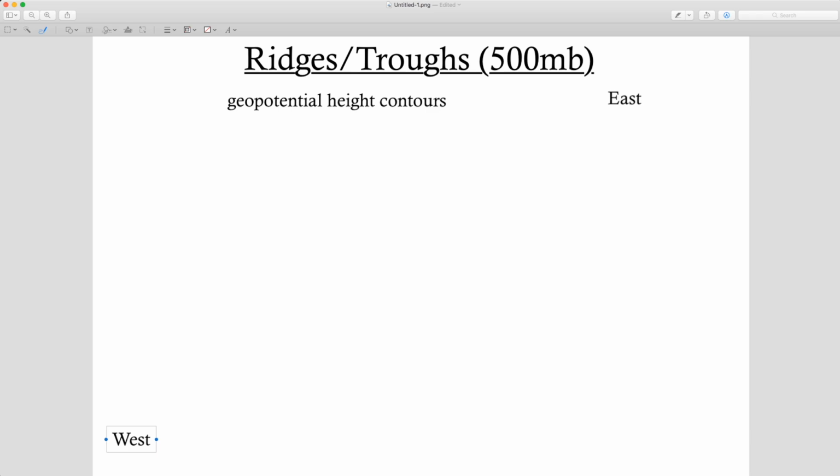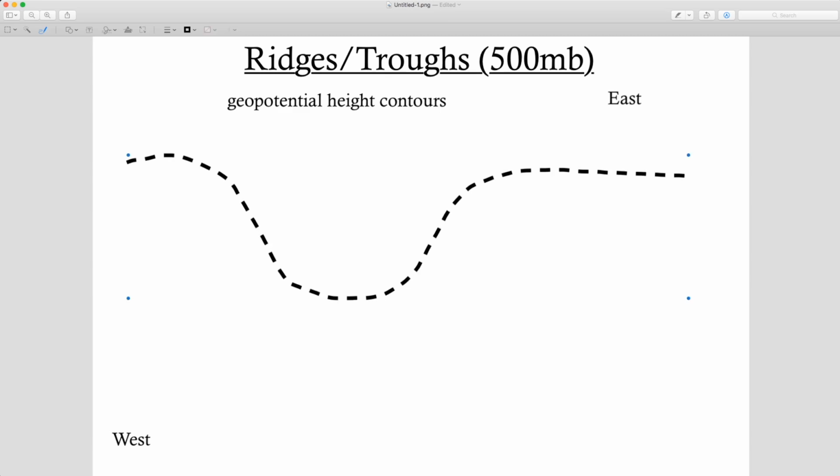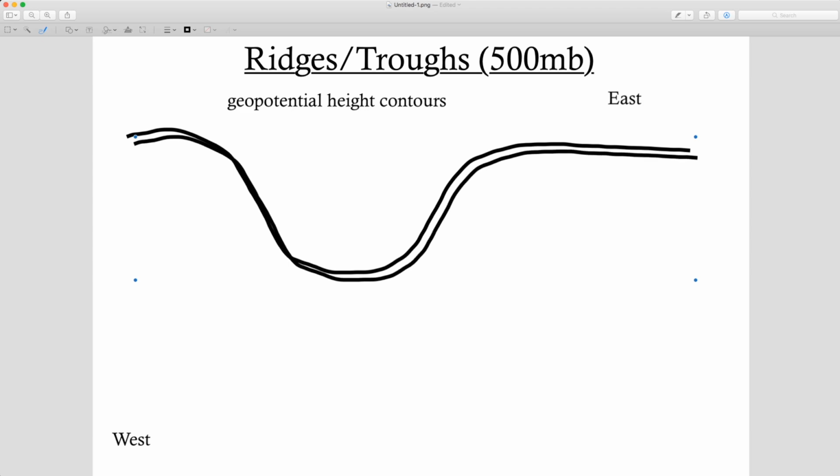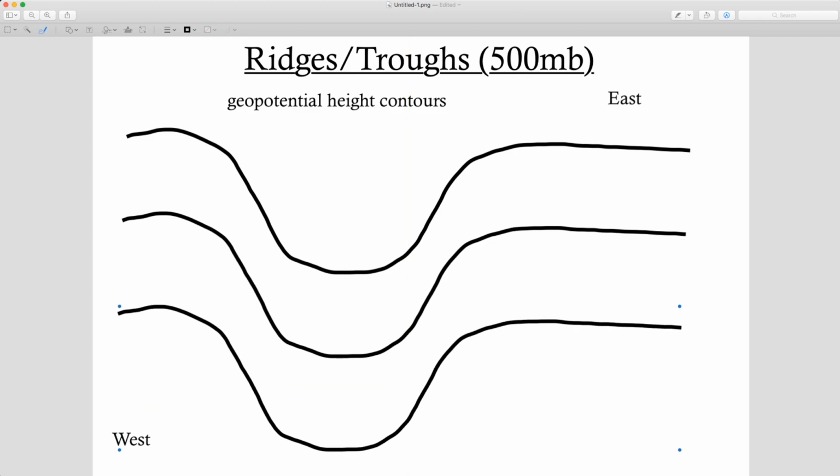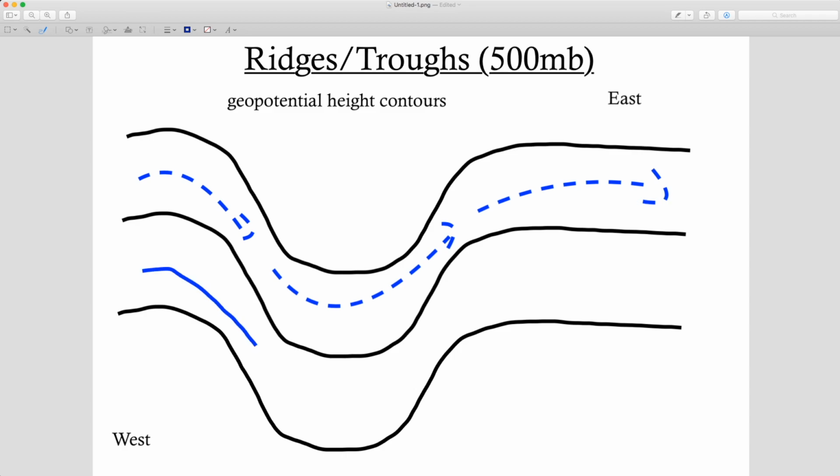Let's do this again. Let's say your geopotential height contours are doing something like this now. Don't want that. What does this mean? Okay, so let's draw our winds again. Our winds are doing this, right? In between. Oops, it's too curved. Right?